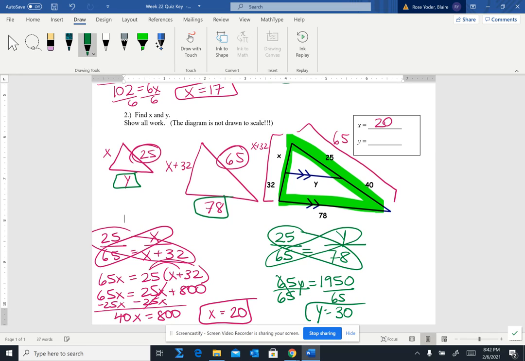So y is 30. Here's one last suggestion: I really would advise double checking and seeing if your answers make sense. If you had accidentally done that one upside down, you would have gotten a y value bigger than 78. And if you look in this picture, y definitely has to be smaller than 78. It's from the smaller triangle. So before you turn in your quiz retake, just double check and make sure that your answers make sense.